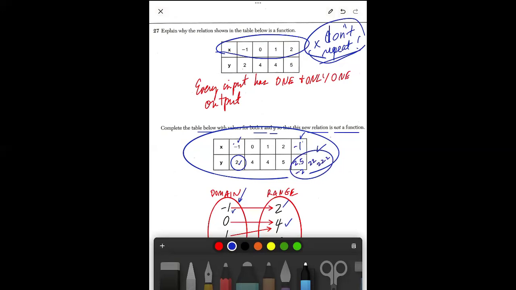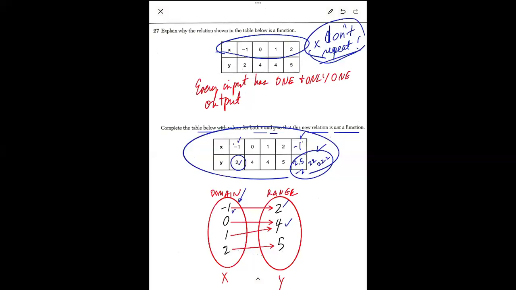Now, this isn't a function anymore, because I would have to go down to my range and put that other number in here. Let's say I'll put a -2, and then I would have to draw another arrow going to that other output. And now I have two outputs for the same input, and I cannot have that. That would make my relation no longer a function, because now I have two arrows coming from one input. You can't have that.